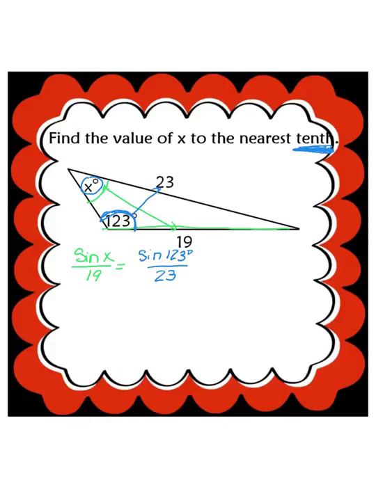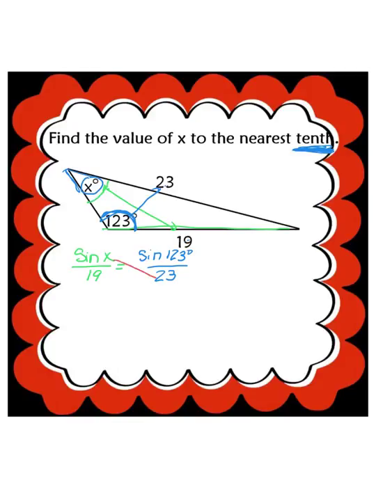Now before we even get started, if we think about this, this is a 123 degree angle here. The side is 23. Notice 19 is smaller than that, so our angle should be less than 123. And visually you can kind of look and see that that angle definitely is less than 123. Okay, let's go ahead and finish our calculations.